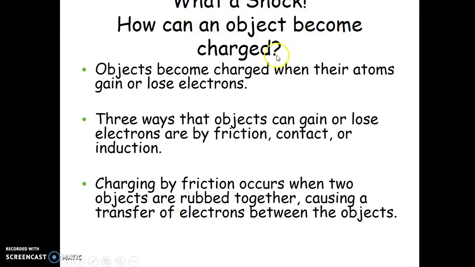So how can objects become charged? They become charged in 3 ways. It's only when they gain or lose electrons. They can't gain or lose protons. They only gain or lose electrons. So 3 ways: by friction, by direct contact, by touching, or by induction, which means getting close. Charging by friction occurs when two objects are rubbed together, causing a transfer of electrons between the objects. So when I rub the balloon on my hair, I transferred electrons from my hair to the balloon.